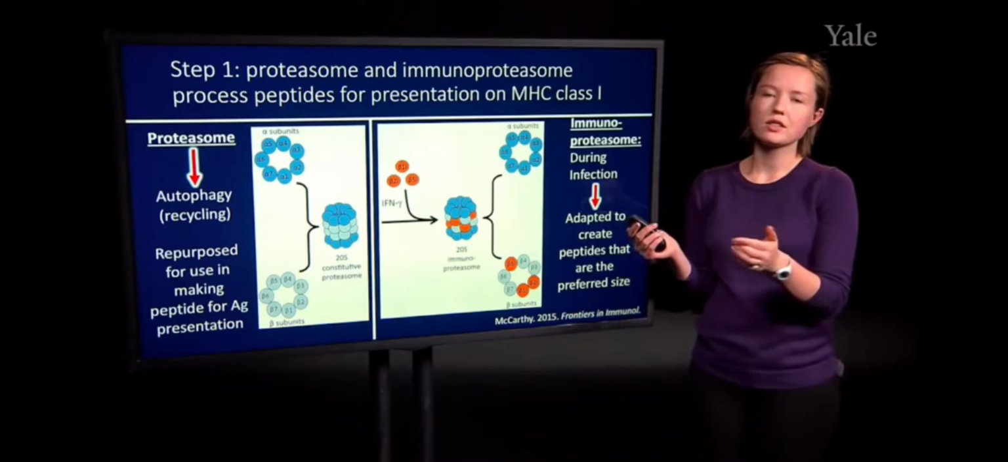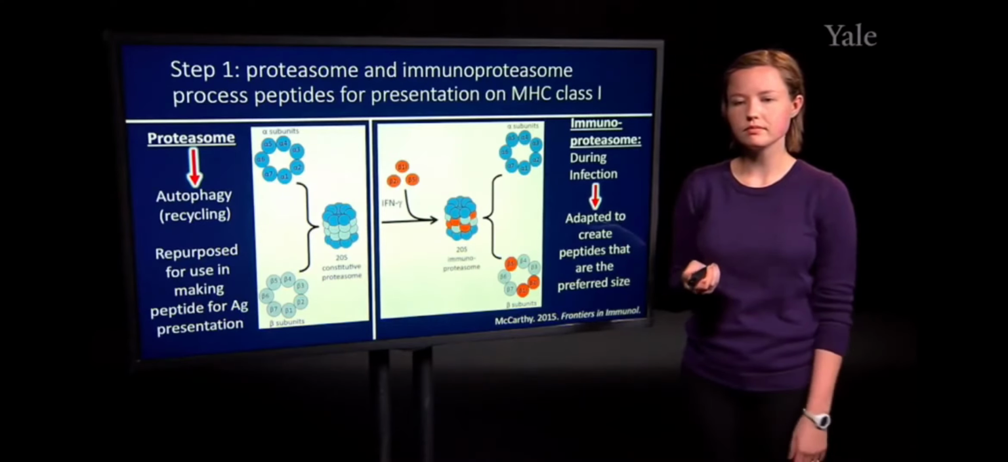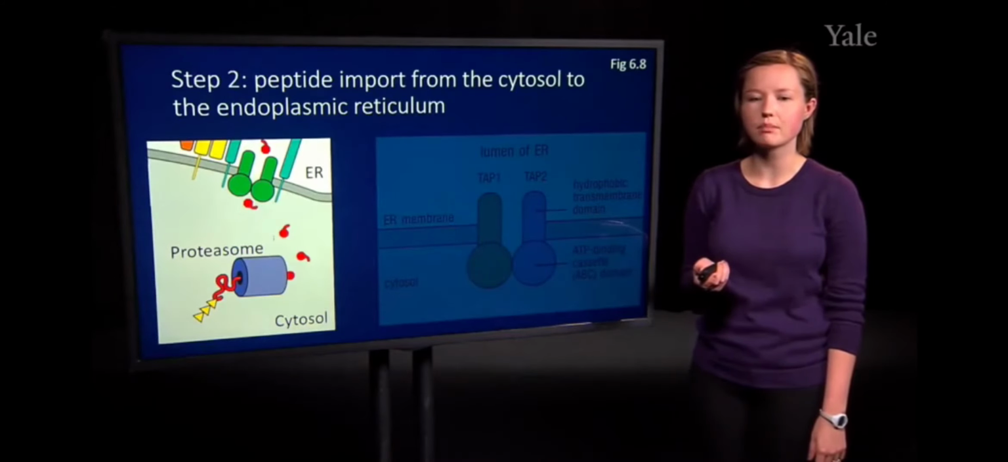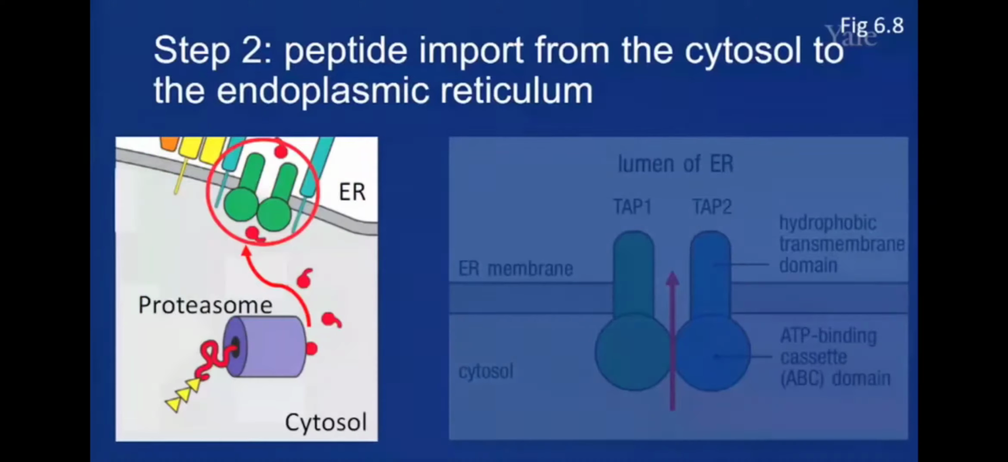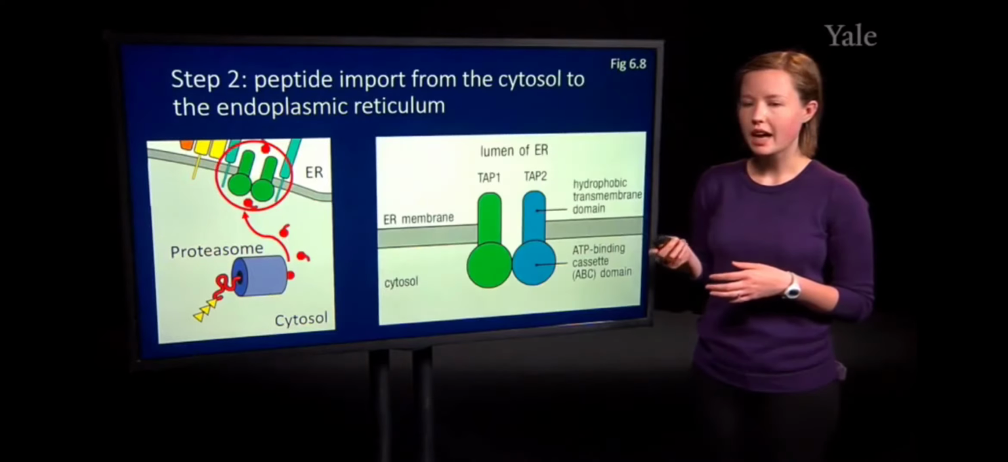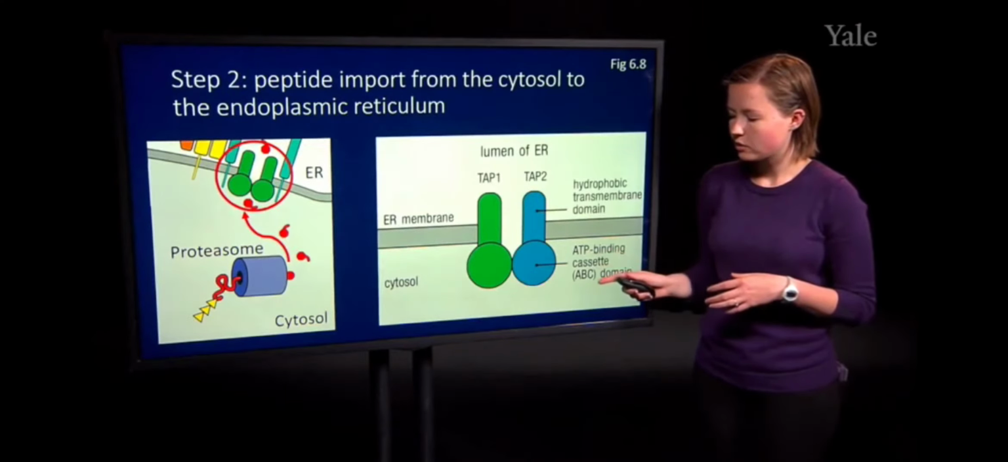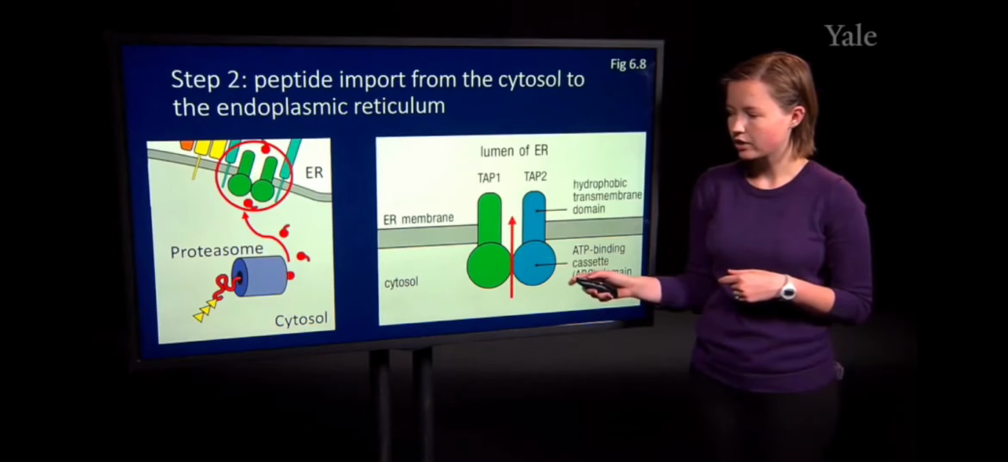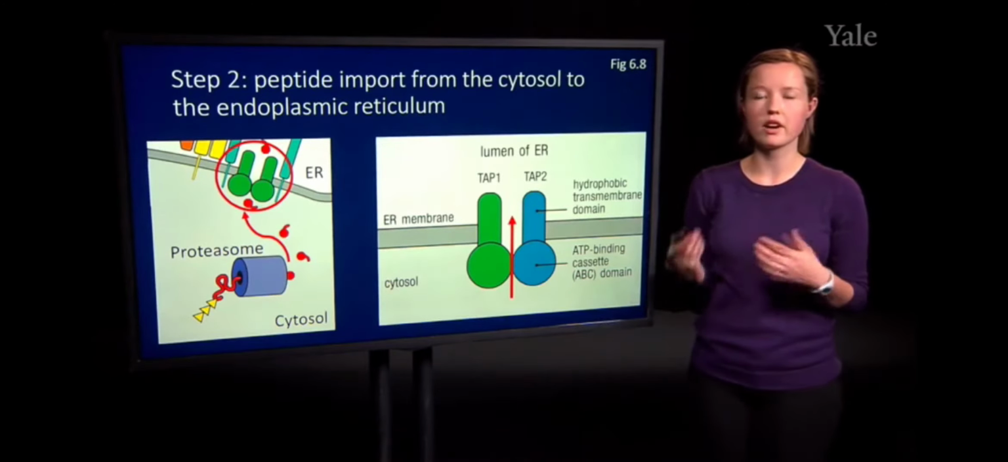So when moving into step 2, at this point, the peptide can be imported from the cytosol into the endoplasmic reticulum. So we have peptides that were generated by the proteasome, and then they make their way to the endoplasmic reticulum, but they need to have a way to actually enter. This is where this particular protein, referred to as TAP, comes into play. So TAP is this protein that interacts with peptides in the cytosol and allows for their transport into the ER where MHC class 1 is being assembled.